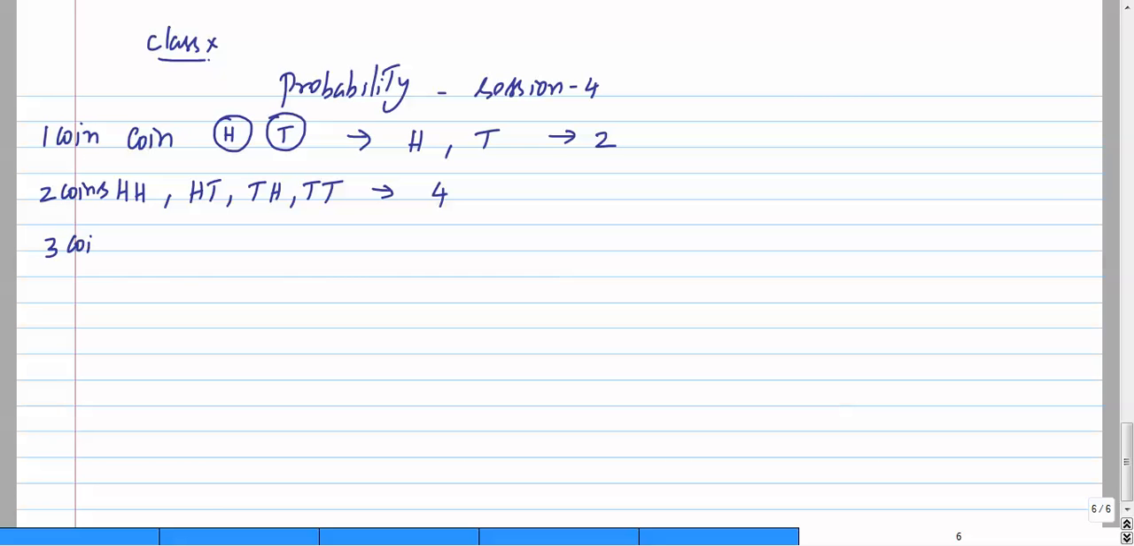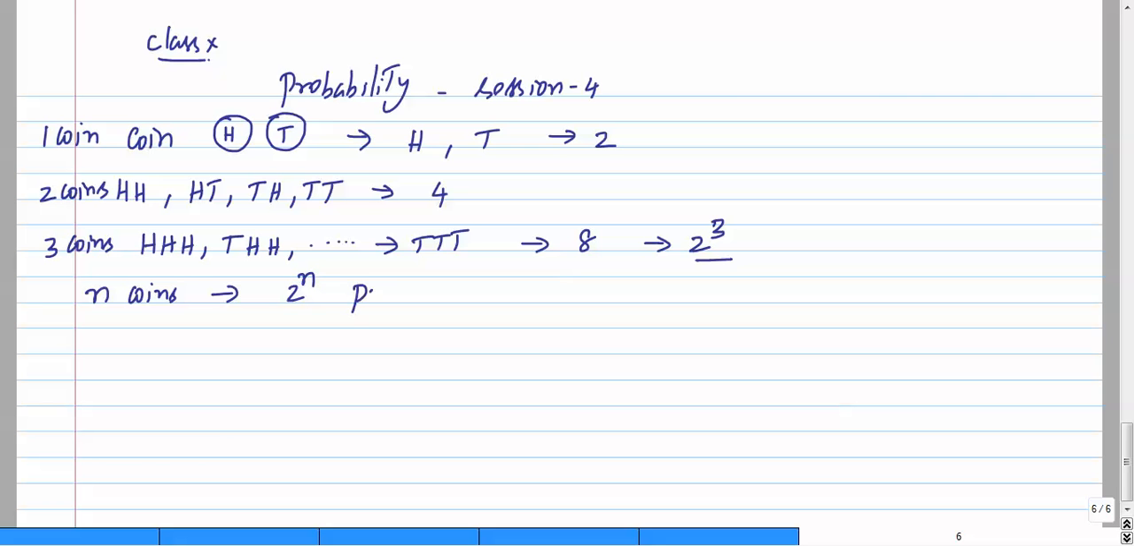If I extend it to three coins, then we can see HHH, then THH, then again like this. If I plot it, I can finally go up to TTT. I can find out that there are 8 options. This means 2 power 3. So if I have n coins, then I can say that there are 2 power n possible outcomes.